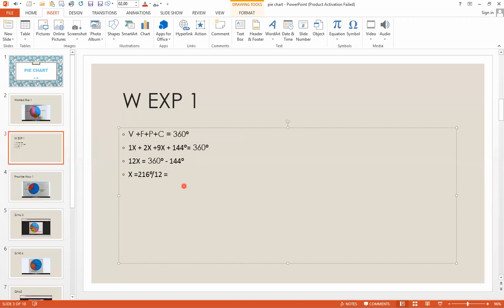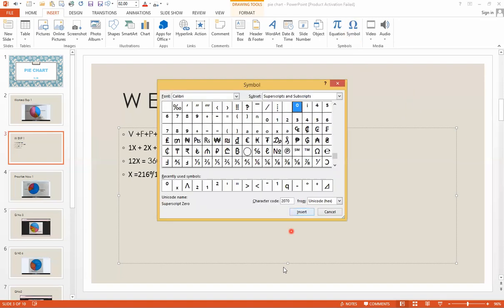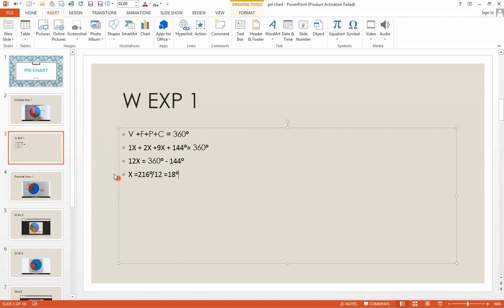216 divided by 12. So what will be your answer? Your answer is 18 degree. Is it clear? 12 is multiplying here; when you move it toward this side, it will be divided. So 216 divided by 12 is equal to 18. This means the value of x is 18. And do you know what x represents? Look here, this x is equal to vitamin. So how many degrees of vitamin are there? 18 degree. Getting my point?